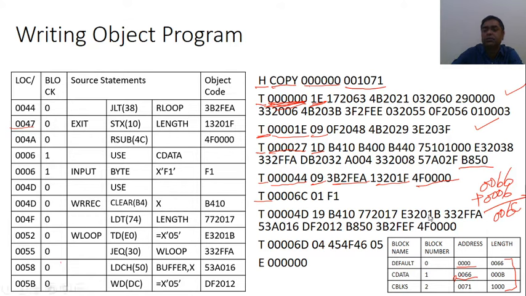006C. That will be the starting address of this text record. So it is written here 00006C. Then what is the size of this text record? 1 byte, 01. And what is the object code here? F1.